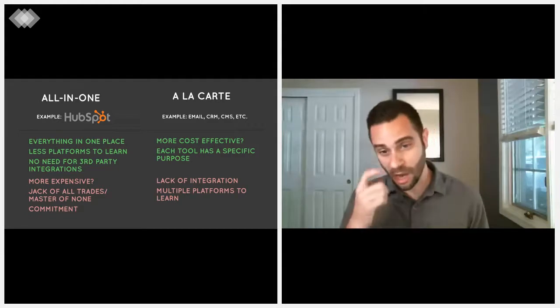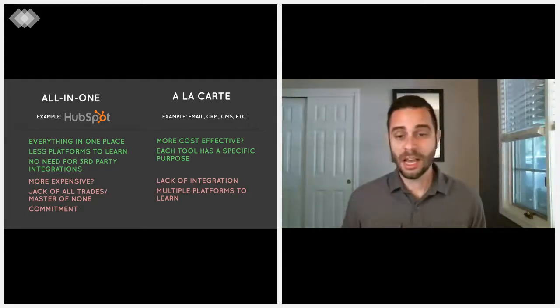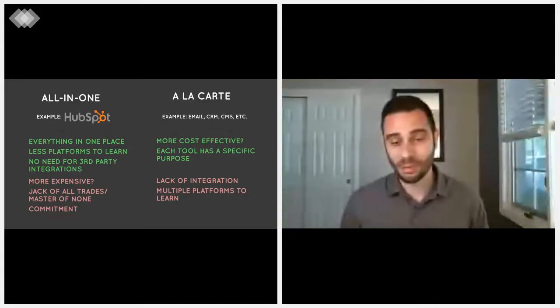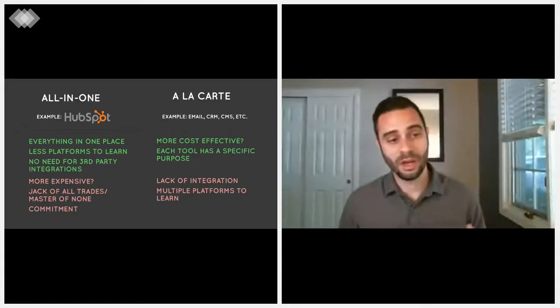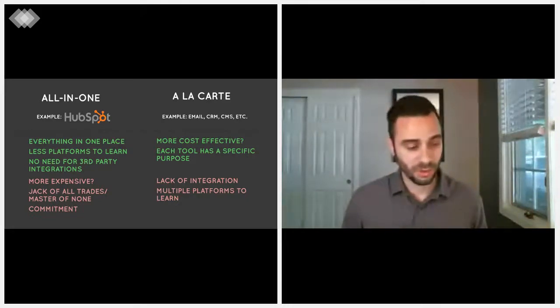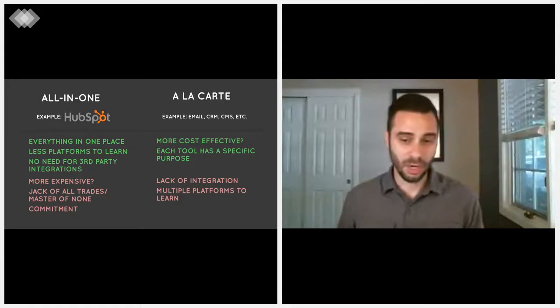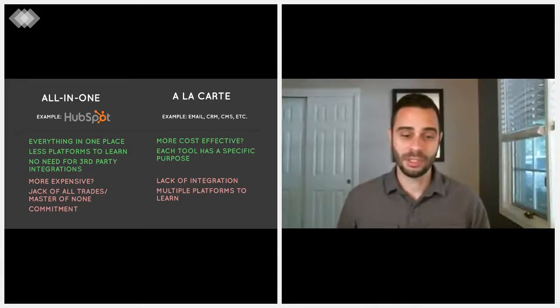The problem with this model is that there's a lack of integration. So you have to figure out a way for all these systems to talk to each other. You have to build those connections, which can be challenging. And it also means there's multiple platforms to learn. Again, with the all-in-one model, you're learning a pretty robust system, but just one system. With the a la carte model, you're potentially learning multiple systems.